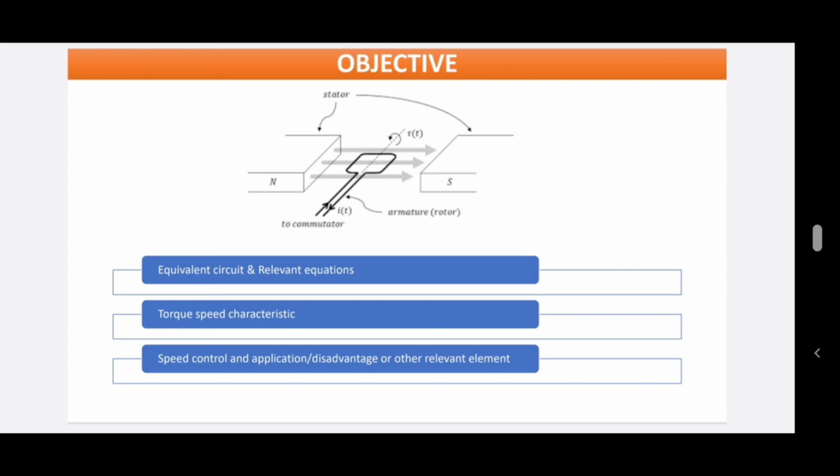The objective for our task is first, equivalent circuit and relevant equation. Second, torque speed characteristic. And last, speed control and application, disadvantage or other relevant elements.